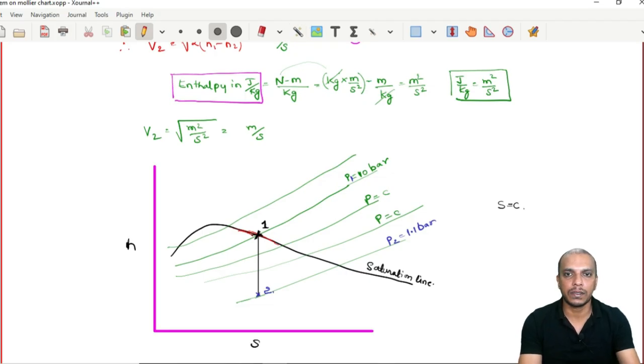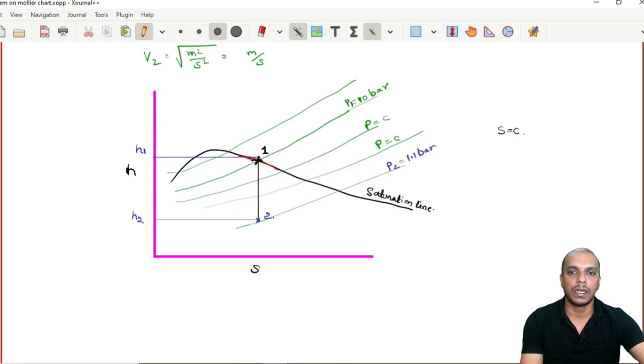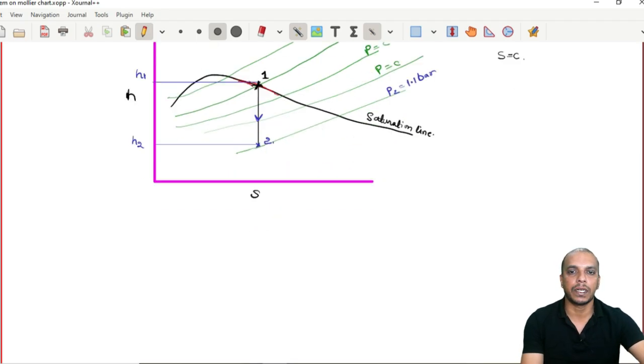Then we measure the value of enthalpy like this. This will be our H1 value. Measure the enthalpy like this. This is going to be our H2 value. Then we will go back to equation 1 and find out the velocity. Now, let us take the Mollier chart, 10 bar dry steam, and drop a vertical line till the pressure becomes 1.1 bar. Then we will have the values of H1 and H2.